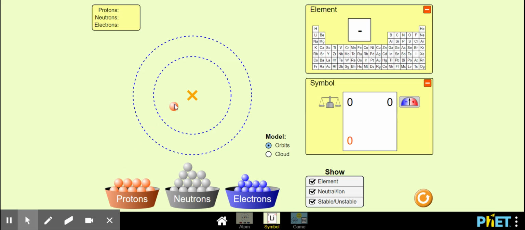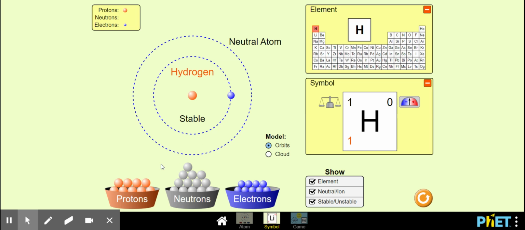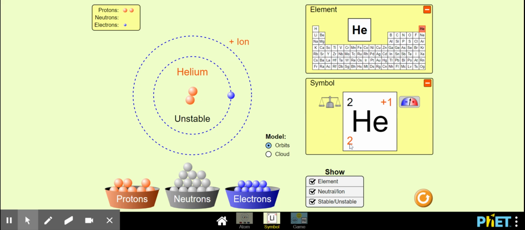We can go back. So adding a proton, we have an atomic number of 1, 1 proton, mass number of 1, charge of +1. We'll give it an electron to neutralize it. Add another proton. Atomic number goes to 2. Element changes because helium has a different atomic number. Mass number is still 2. It's now unstable. Oops, I meant to give it a neutron. Oh well, at least I got rid of the charge. Neutron. 1 neutron makes it stable.